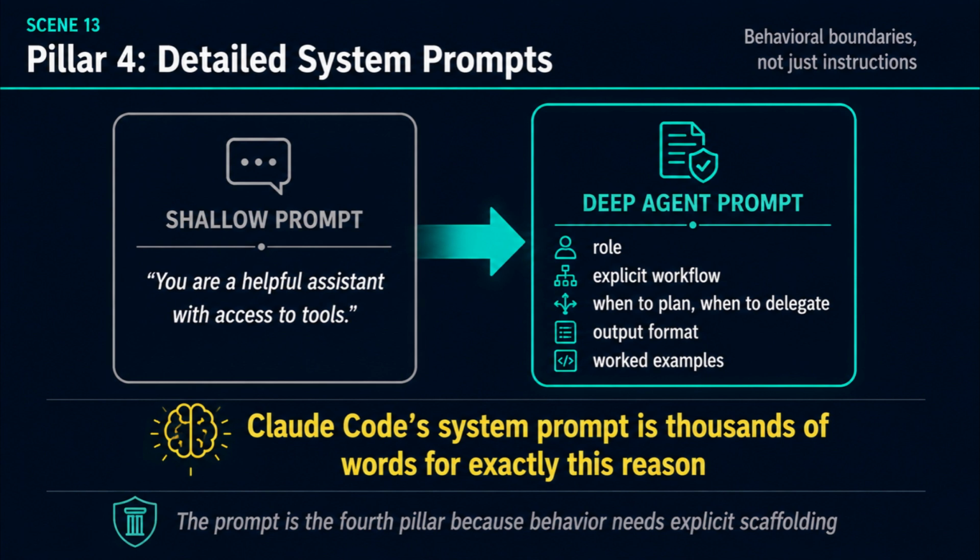This is precisely why systems like Claude Code run system prompts that are thousands of words long rather than one or two sentences. Genuinely complex, reliable behavior needs explicit scaffolding, the same way a new employee needs a detailed playbook rather than a one-line job title to perform consistently well on unfamiliar, high-stakes tasks.